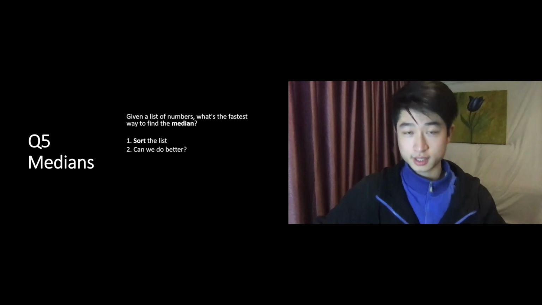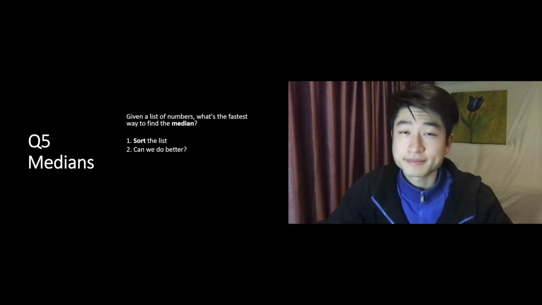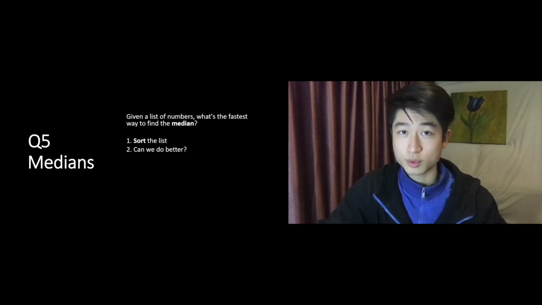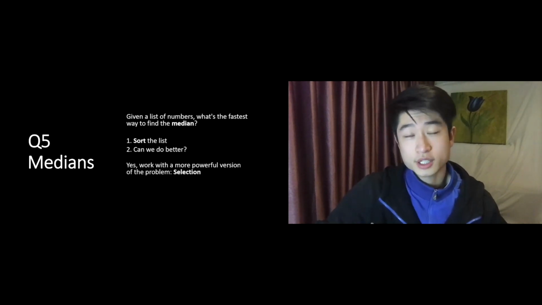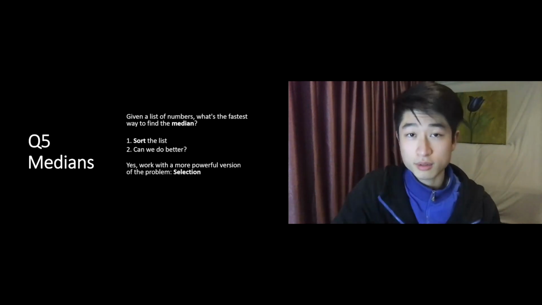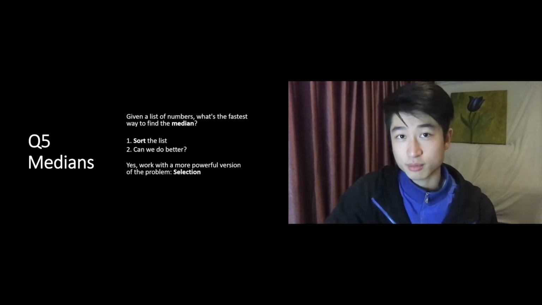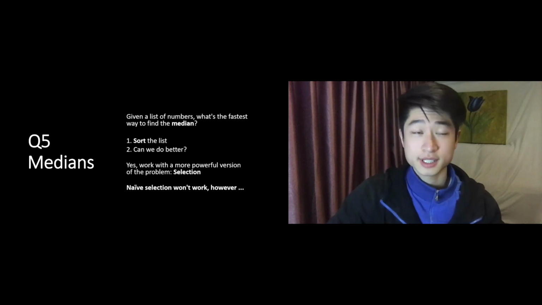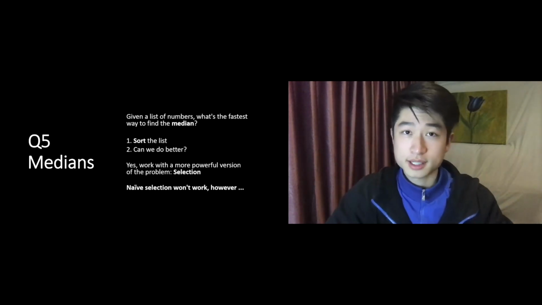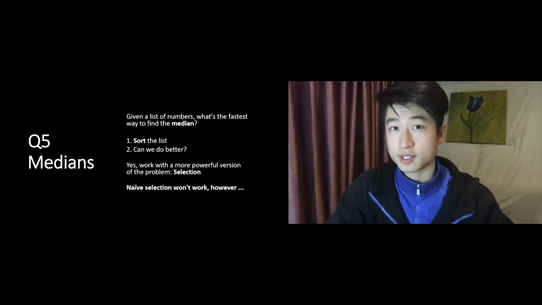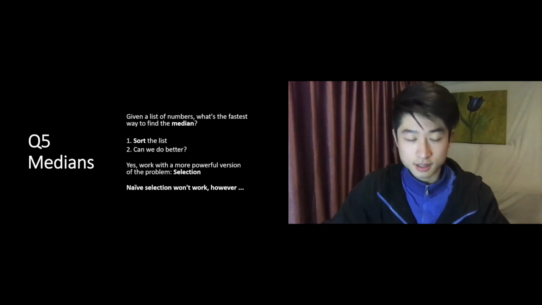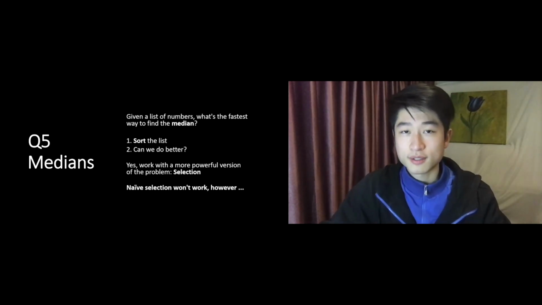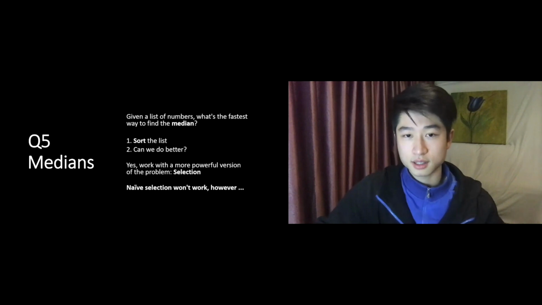So the natural question is to ask, can we do better than this? It turns out, yes, we are able to do better. And the way to do better is to work on a more powerful version, which is the selection problem. But it turns out if we just naively implement a selection algorithm, it won't work. So this question will take us through this process and show how we can find the median of an array faster than O(n log n).